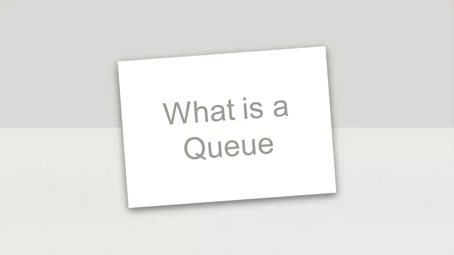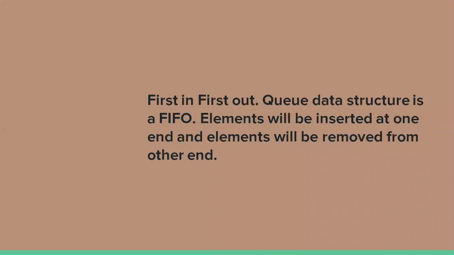What is a queue? Just now we have discussed stack, which is a LIFO, last in, first out. Now the next type of data structure which we are going to discuss is first in, first out, FIFO. It is like a queue. In a queue, elements will be inserted at one end and removed from another end, whereas in stack, the insertion and deletion happens at the same end.